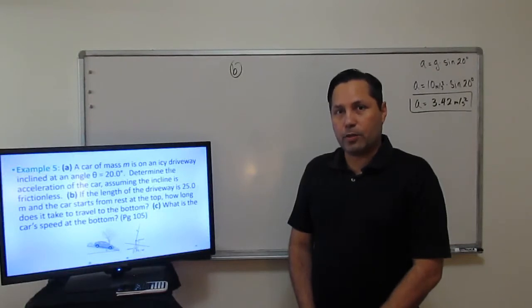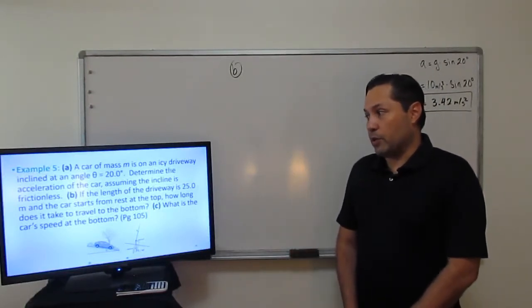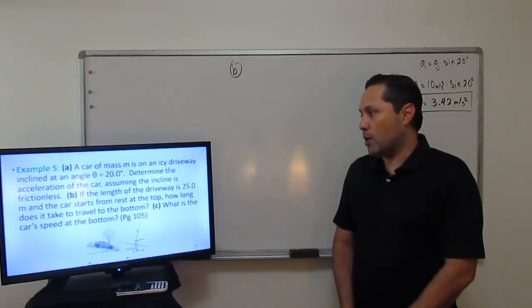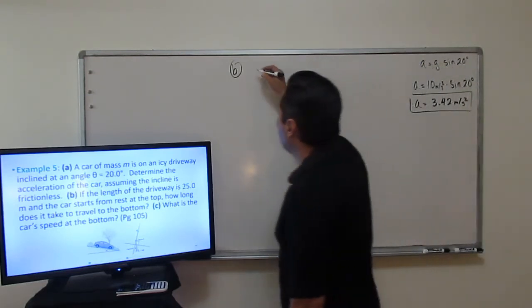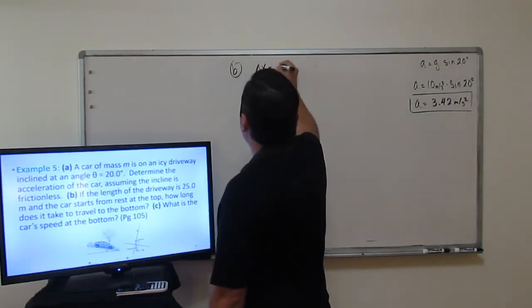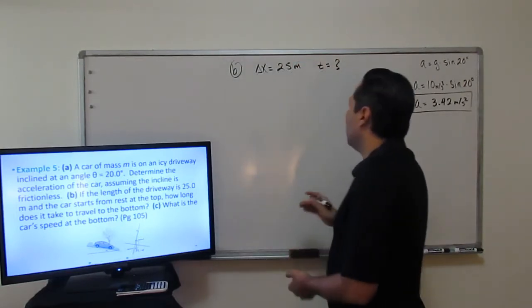Alright, now let's take a look at part B. In this problem it says, if the length of the driveway is 25 meters and the car starts from rest at the top, how long does the car take to travel to the bottom? Alright, so in part B, they give us the displacement, 25 meters, and they're asking us how much time it would take to get to the bottom.